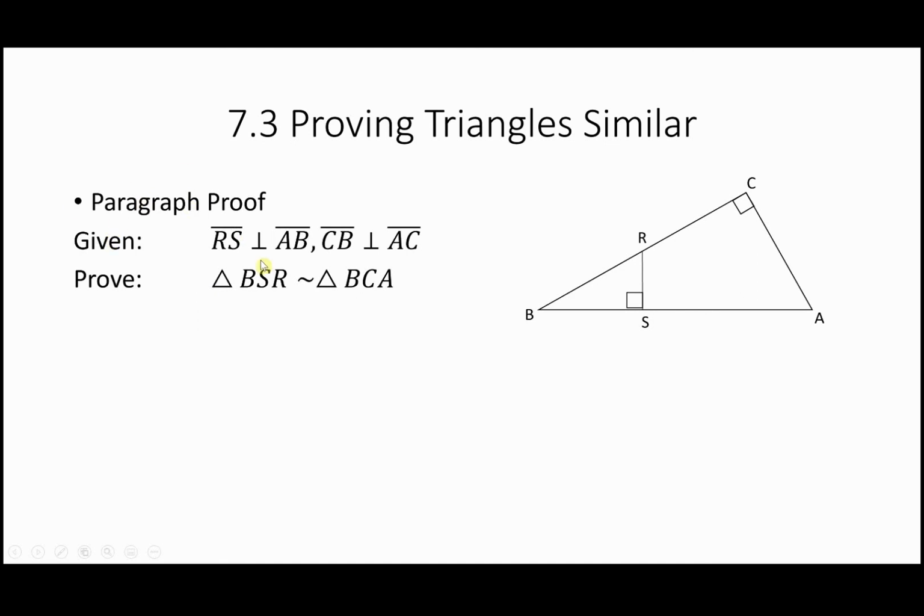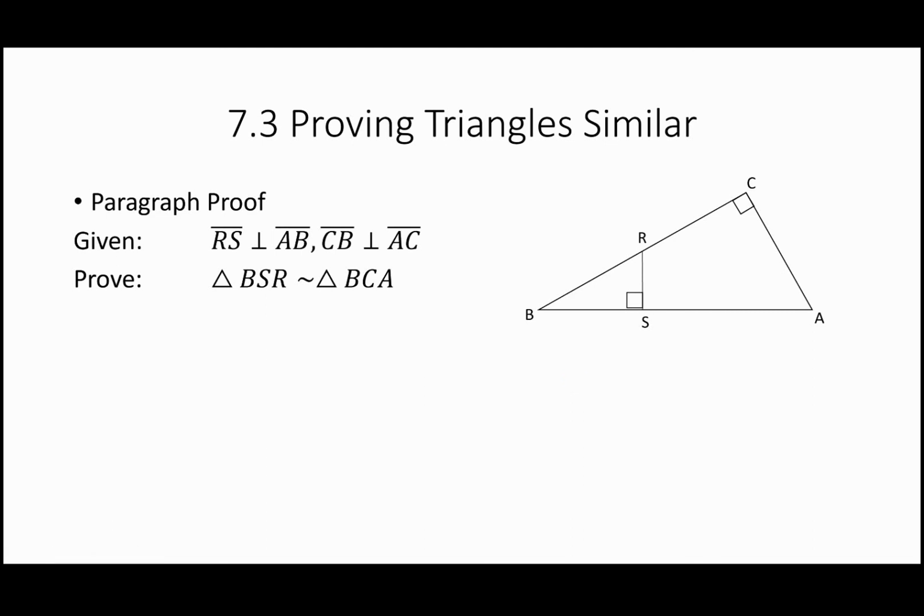So please note what you've been given. You've been given this figure. You've been given that RS and AB are perpendicular to each other. And notice the incorporation of these boxes. That means that right angles are already in play right here, right? Similarly, CB is perpendicular to AC, okay? And we're trying to prove that triangles BSR and BCA are similar. So BSR is the interior smaller triangle, and BCA is the main exterior triangle, so to speak, okay?